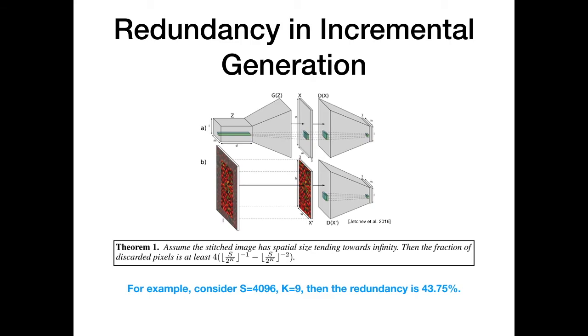The incremental generation will produce inconsistent image patches due to the use of padding. The naive solution is to stitch properly cropped patches. It will discard many pixels, as claimed in Theorem 1. One example is to consider generating 4K by 4K images using 9 blocks of layers. We will discard 43% of pixels.